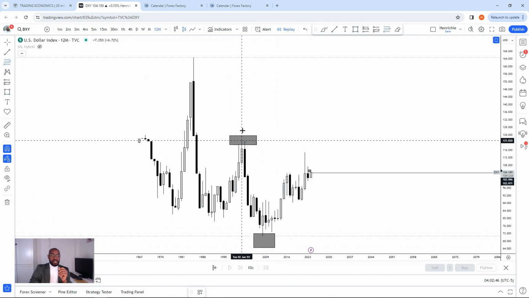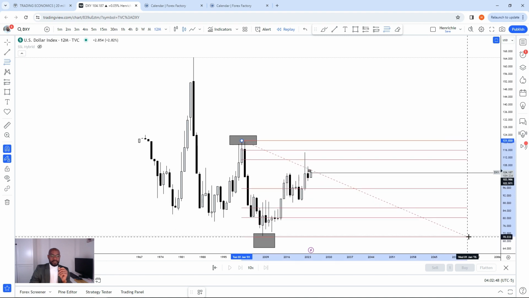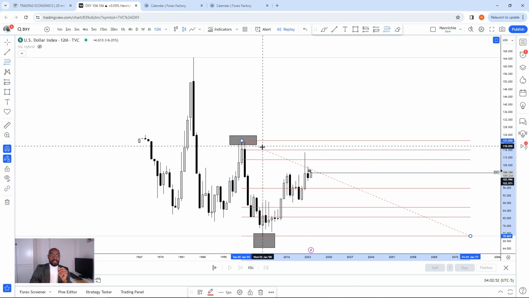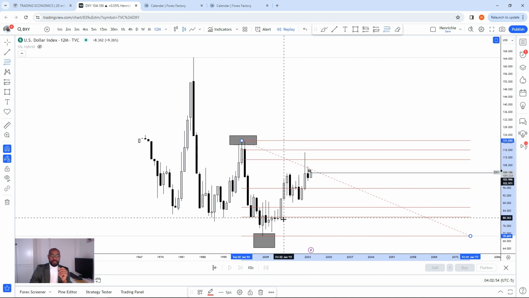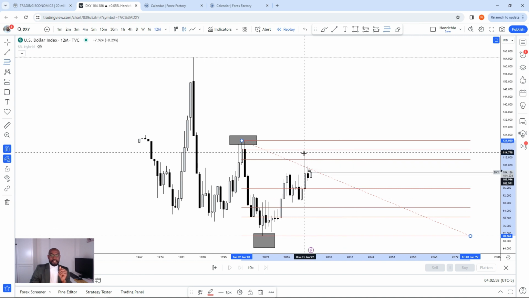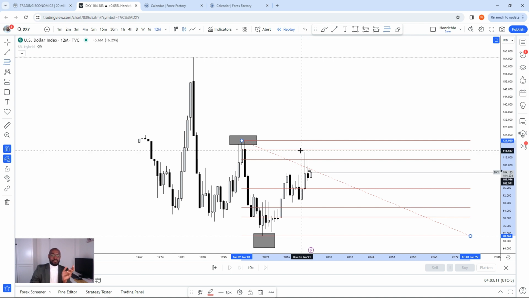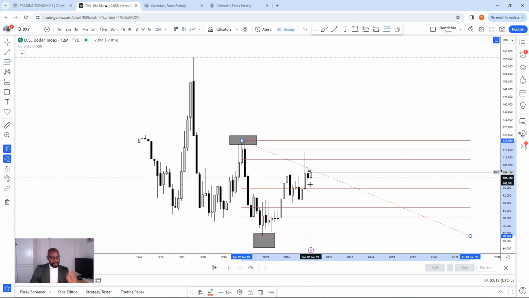Then we use our Fibonacci, and if we draw a Fibonacci from the overall high to the overall low, this right here is our extreme premium, and this right here is our extreme discount. And you can see how nicely price tapped into the extreme premium. And after that, what did we see? We saw a displacement to the downside. So on the 12-month time frame, we tapped an extreme premium and we displaced to the downside.